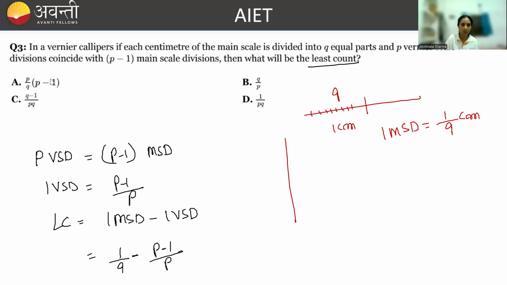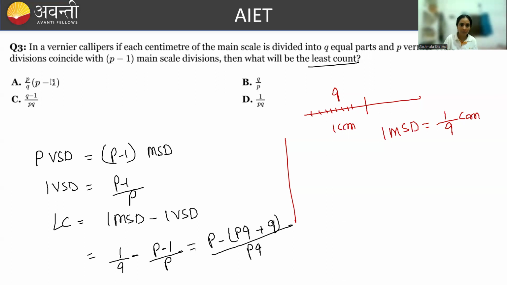If we go on to solve this, what will it become? It will become P minus PQ plus Q, divided by PQ. Done it? So if you solve it, we will get the answer.